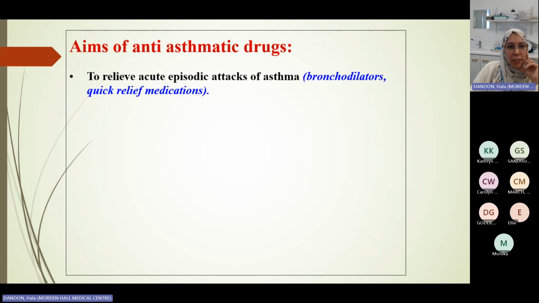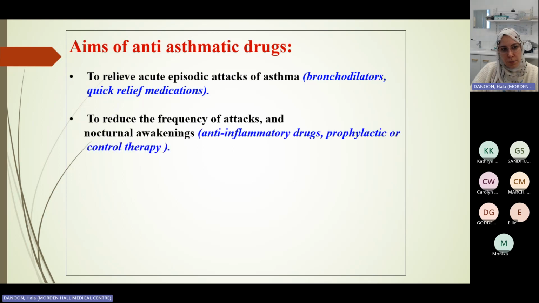So what is the aim of the anti-asthmatic drugs? The main thing is to relieve an acute episodic attack of asthma, to give them quick relief of their asthmatic attack, to make them breathe better then and there. Then we aim to reduce the frequency of attacks, and that's by maintenance medication. We also try to reduce nocturnal awakening, because they're coughing throughout the night and not breathing that well. So we're trying to give them quality of life by opening up the airways throughout the day and night.